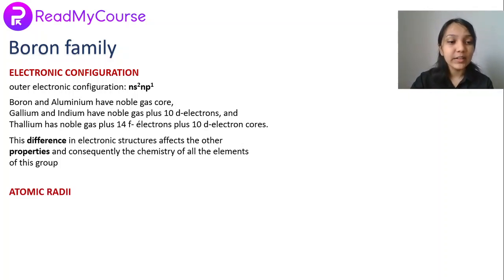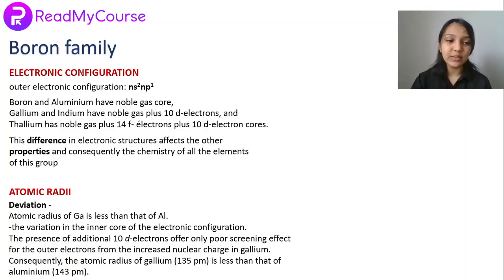And atomic radii, so deviation, that is, the atomic radius of gallium is less than that of aluminium. When we talk about the atomic radii of the elements of the boron family, there is a lot of deviation involved. In the case of gallium, the atomic radius is less than that of aluminium. Why? We know the answer already, right? Aluminium has an ns and np core, while gallium has d orbitals involved. So there is a screening effect involved, because of the effective nuclear charge and the screening effect. Because of that, gallium will have a lesser size.